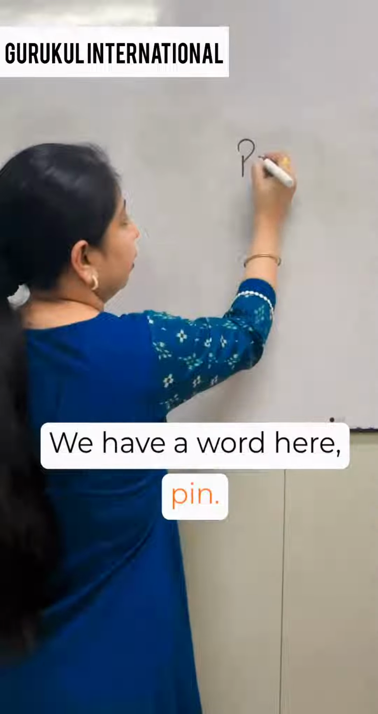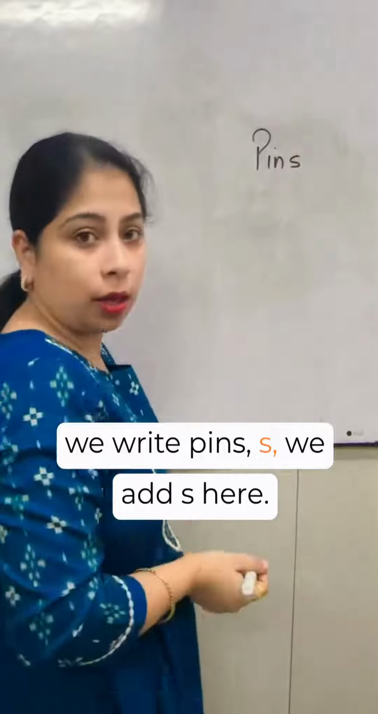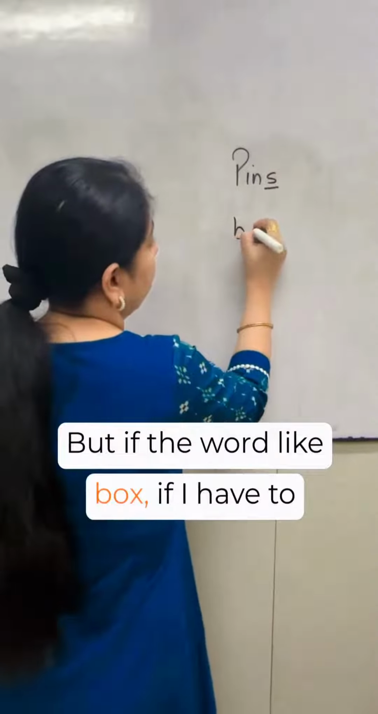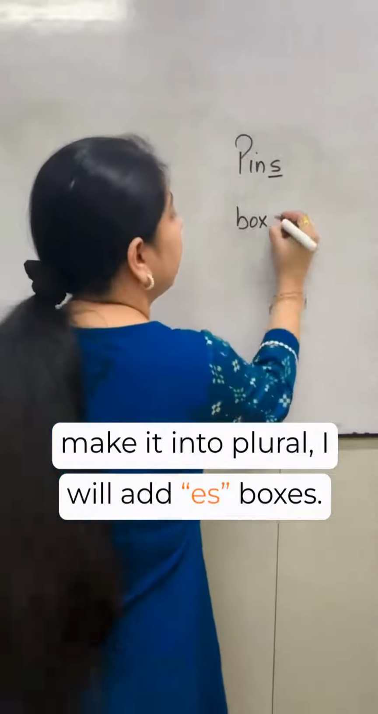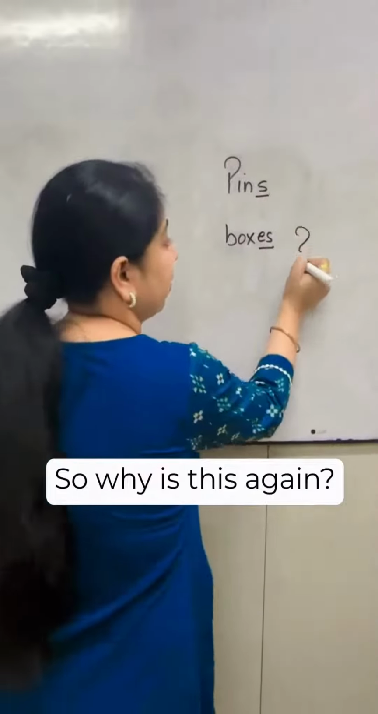We have a word here, pin. If you want to make it into plural, we write pins. S, we add S here. But if the word is like box, if I have to make it into plural, I will add ES, boxes. So, why is this the case?